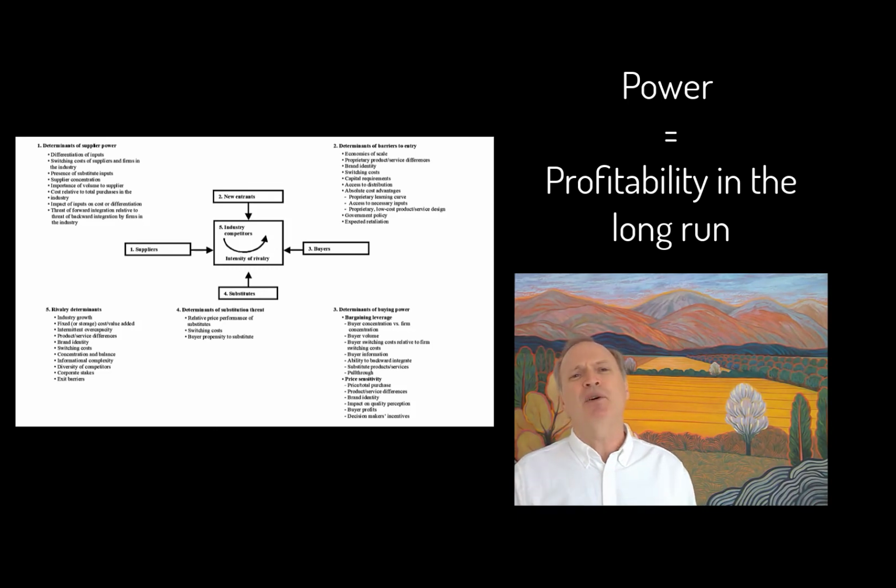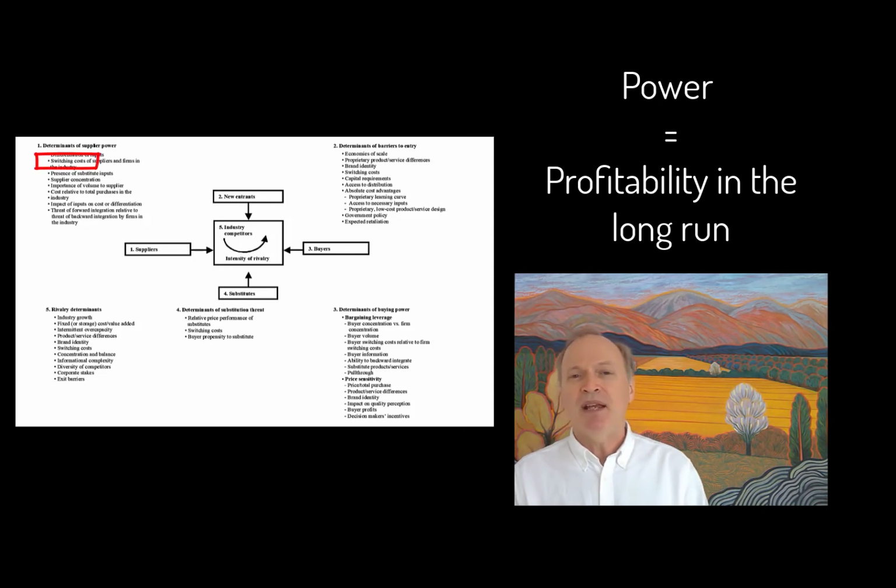Now, this diagram summarizes the 5 forces framework and the 300-page book written by Michael Porter. And what you'll notice is that each of the forces have a number of factors that drive power. Power can loosely be interpreted as the long-run profitability of a player in that market. Okay, so what determines the supplier's power, profitability in the long run? Go down the list and you'll notice that the word switching cost is there.